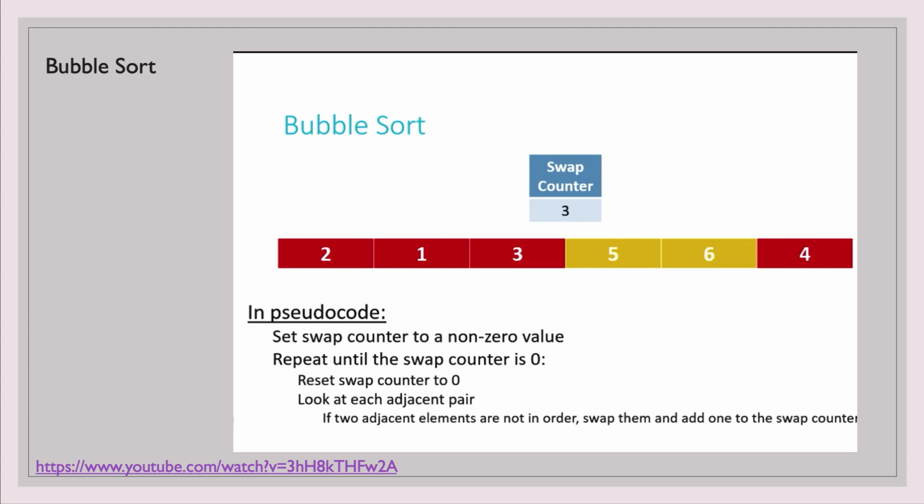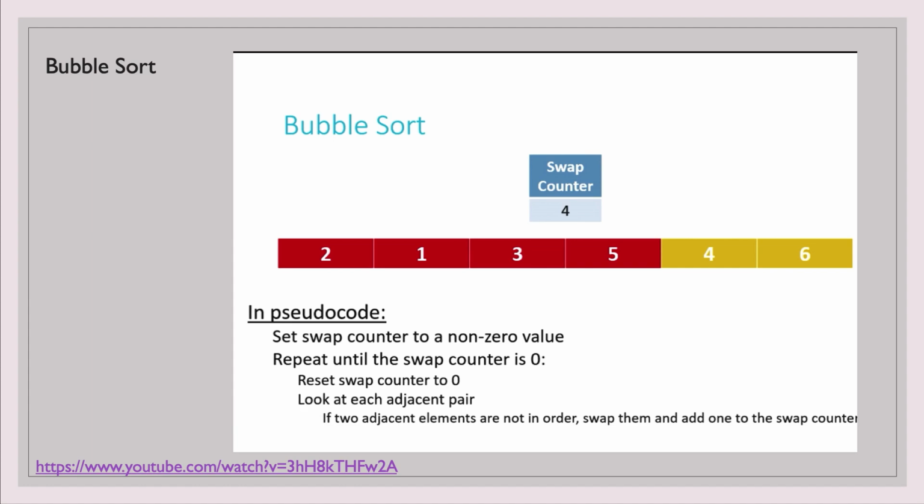Then we look at 5 and 6. They're in order, so we don't actually need to swap anything this time. Then we look at 6 and 4. They are also out of order, so we swap them, and we add 1 to the swap counter. Now, notice what's happened. We've moved 6 all the way to the end.